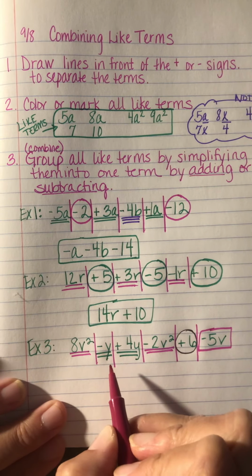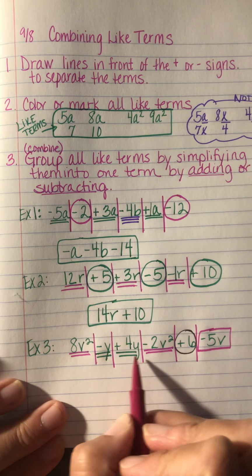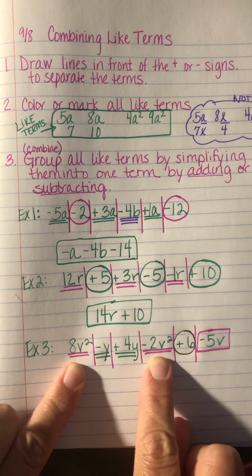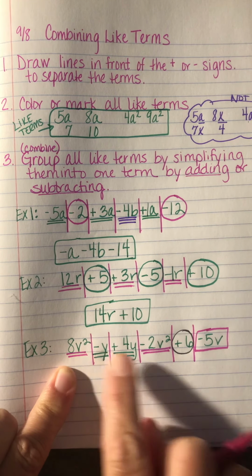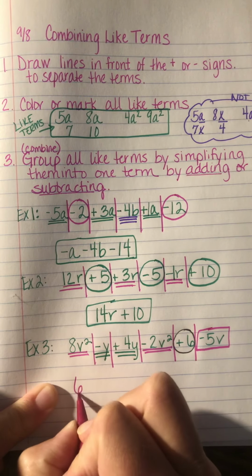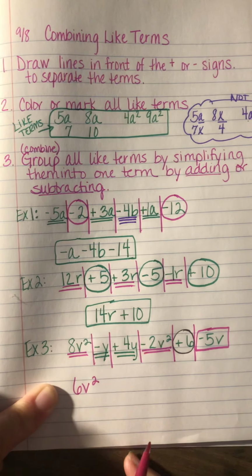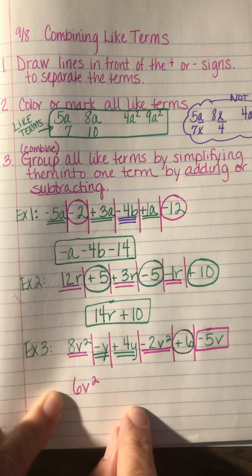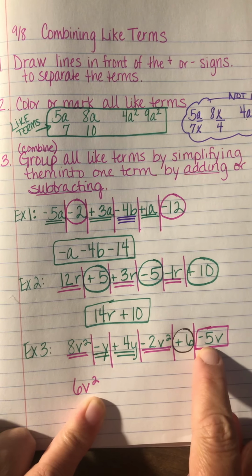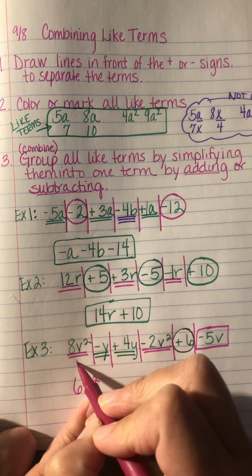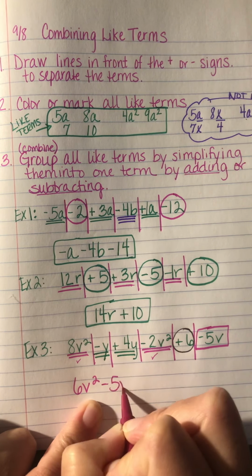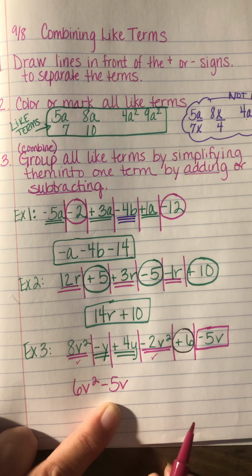Okay, I'm ready to do my last step, which is combining the terms. So I'm going to look at the ones that are marked the same. I have 8v squared minus 2v squared. 8 minus 2 is 6. So I get 6v squared. That v squared is just like a little label. Now I'm going to put my v next. So I've used this, I've used this. I have this minus 5v here that stands alone.